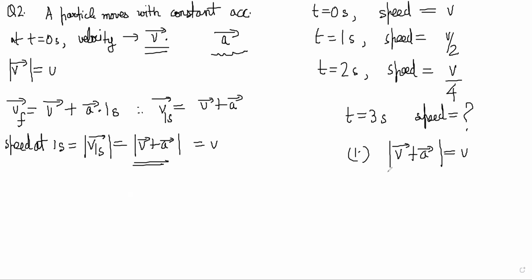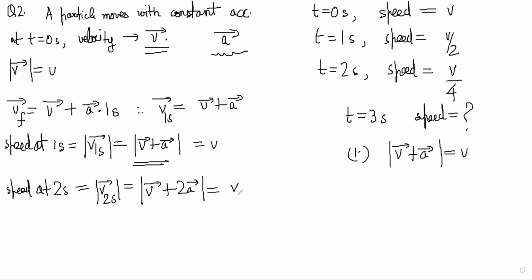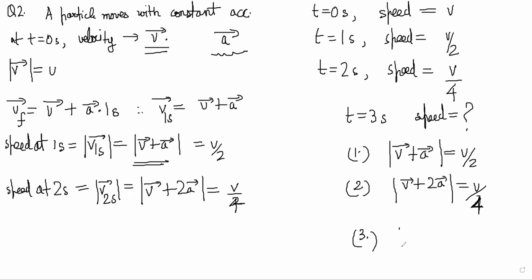So the first equation that we have is mod of v plus a is equal to v. Now similarly, you can say that speed at 2 seconds would be mod of v at 2 seconds, which is equal to mod of v plus 2a, and that is equal to v by 2. So your second equation becomes mod of v plus 2a is equal to v by 2. No, actually speed at 1 second was v by 2 and speed at 2 seconds was v by 4. So these are your two equations. I made a slight silly mistake here. So now what do you have to do? Now you have to find out mod of v plus 3a, right?